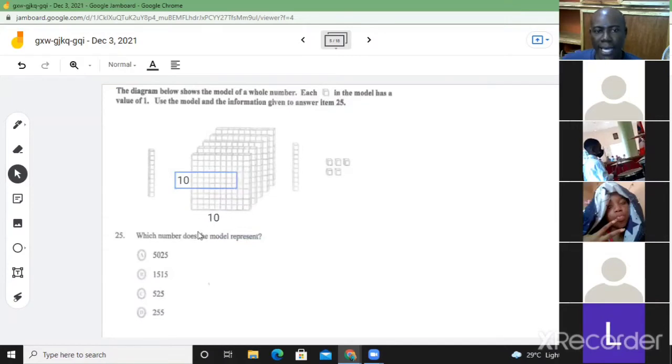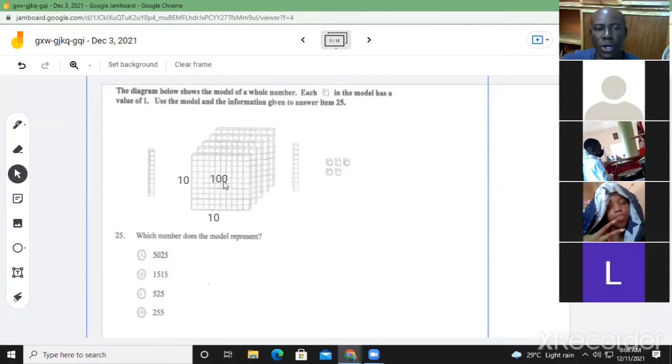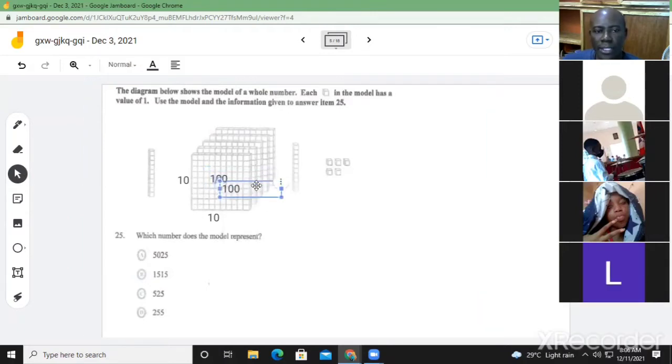So if it is a 10 by 10, then we are expecting that the total number here would be 100. Everybody would agree? Yes, sir. 10 by 10 would produce 100 here. So that means if this is 100, then this one here is 100 as well, right? Yes, sir.